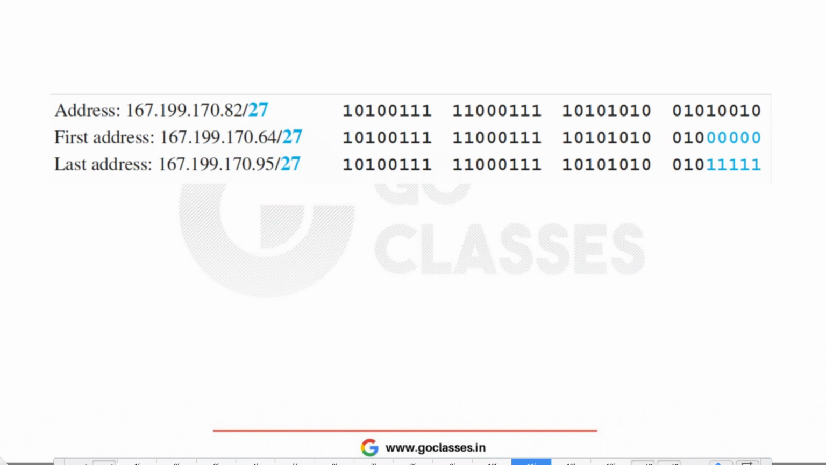So see here, the first address is this, and the last address is this. This represents the same network, this represents the same network, and every one of these represents the same network. Why? Because in every one of these representations, these 27 bits are fixed. I'm just changing the last 5 bits. That's why this slash 27 represents the same network.